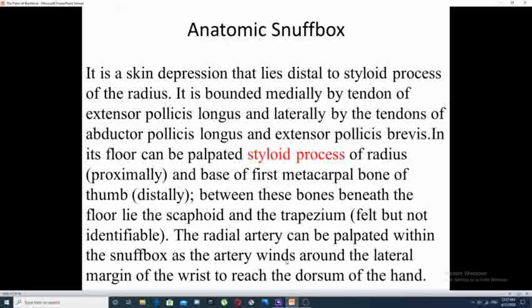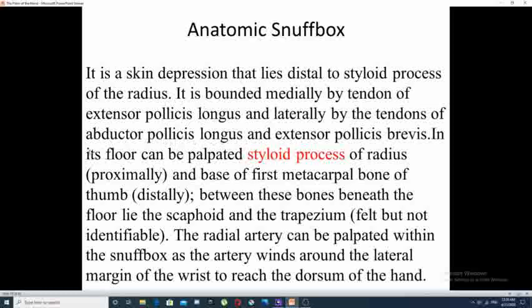An important landmark in the dorsum of the hand is the anatomical snuff box. This is a skin depression, which lies distal to the styloid process of the radius and is bounded medially by the tendon of the extensor pollicis longus muscle, and laterally by the tendons of the abductor pollicis longus and extensor pollicis brevis muscles.